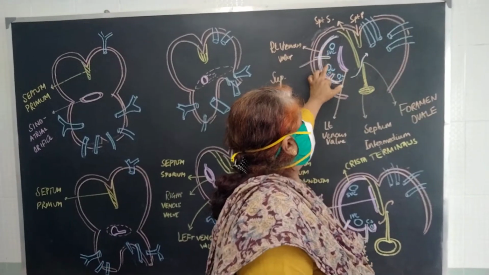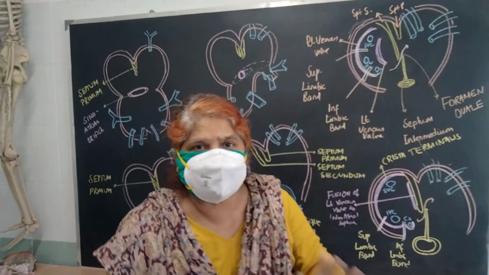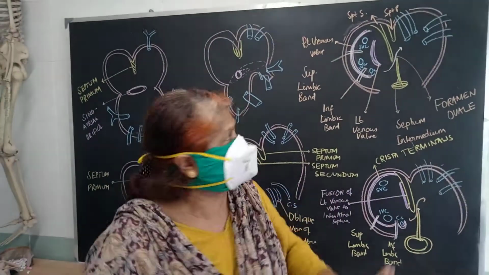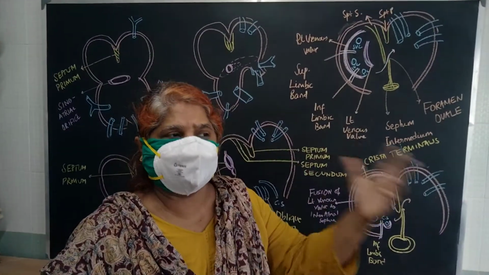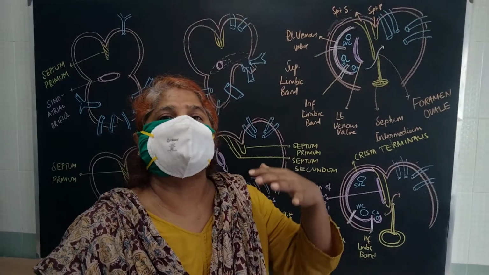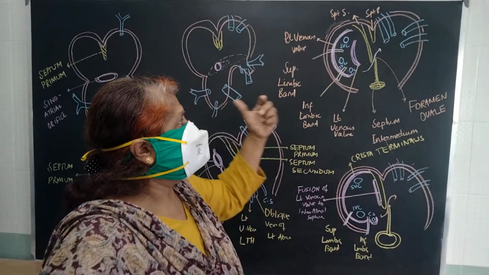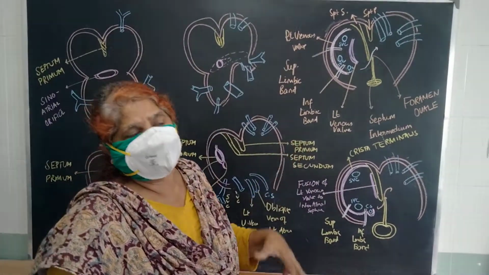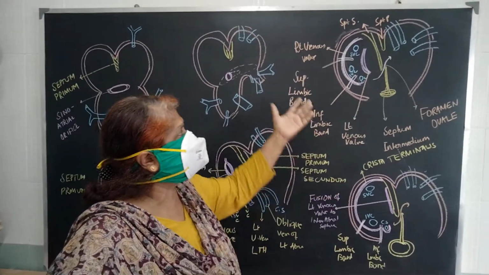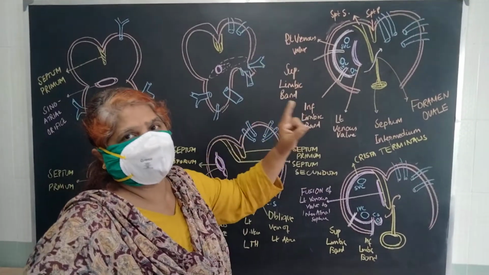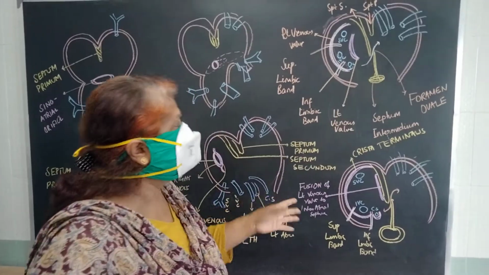So this is SVC, IVC, and the coronary sinus opening. This is in the smooth part of the right atrium. So the right atrium has two developmental origins, one from the common atrial chamber, that is the rough part of the right atrium, and the smooth part, that is by the incorporated part of the sinus venosus, having the three openings, SVC, IVC and the coronary sinus.